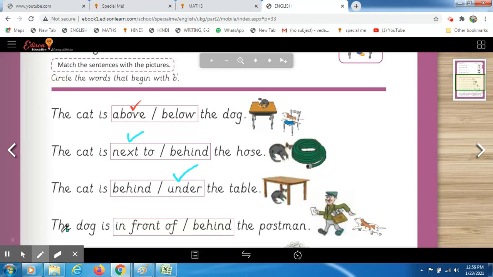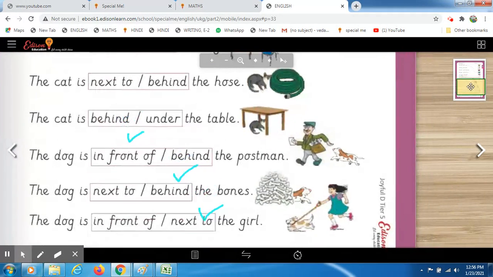Fine. Okay, here the next sentence is the dog is dash the postman. Now see, this one is the dog, he is the postman. So dog कहाँ है? Behind the postman. postman के पीछे है ना? The dog is running behind the postman. postman के पीछे वो run कर रहा है. So behind is the correct option. Fine. चलो, come to the next.